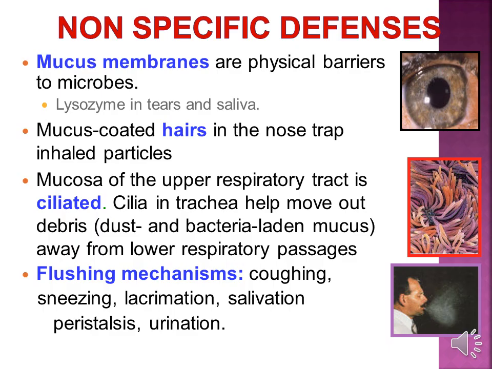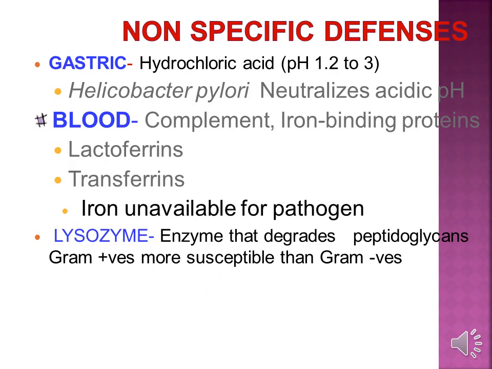The mucosa of the upper respiratory tract is ciliated, and the cilia in the trachea help move bacteria away from the lower respiratory passage. Flushing mechanisms like coughing, sneezing, lacrimation, salivation, peristalsis and urination all help to flush out the microorganisms. Then gastric hydrochloric acid neutralizes Helicobacter pylori, which is why H. pylori grows in the stomach. Blood complements and iron-binding proteins like lactoferrin and transferrin all inhibit growth of microorganisms.